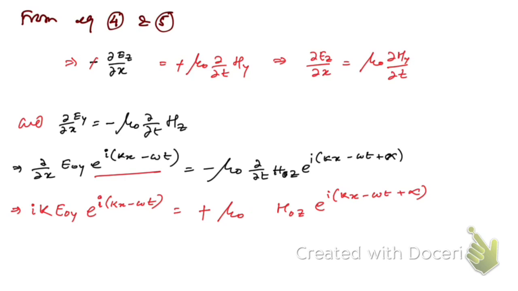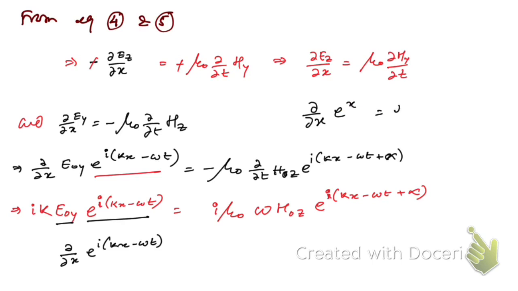Hope you have understood this. This minus is going to be plus, so that's what we're going to have. Not only this, here i should also be there. Hope you have understood what we have done. This is the constant part. If you differentiate this, the derivative ∂/∂x of e^{i(kx − ωt)}, since ∂/∂x of e^x is simply e^x, we get e^{i(kx − ωt)}.